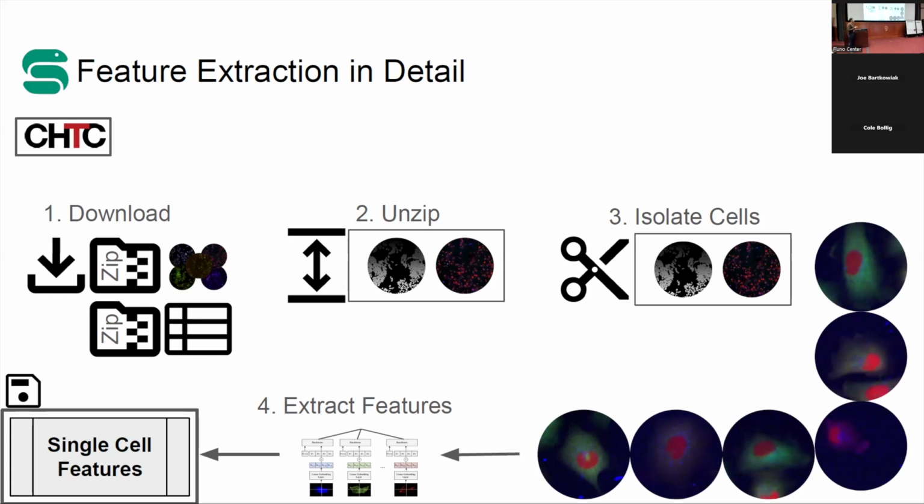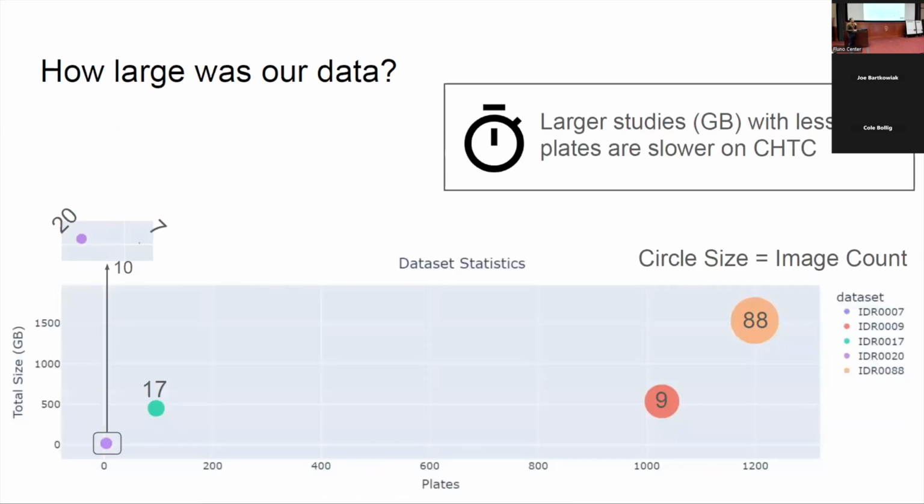I did say this was supposed to be large scale, so we can talk about scale. Of the zip files, which we usually call plates internally, we had a bunch of them. For this study, IDR 88, there's like 1,200 of them, that's 1,200 zip files we sent through this pipeline. For IDR9, that's 1,000 of them. And these other ones, like 17, 20, and 7, are less than 100, so not too big. But in total, we were able to have tons of data go through.